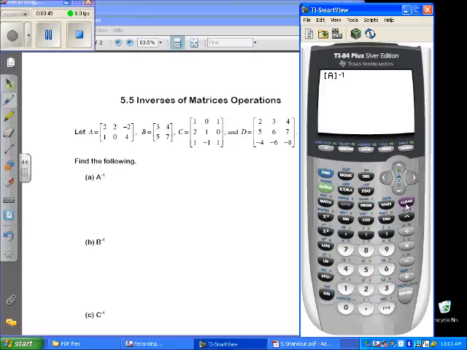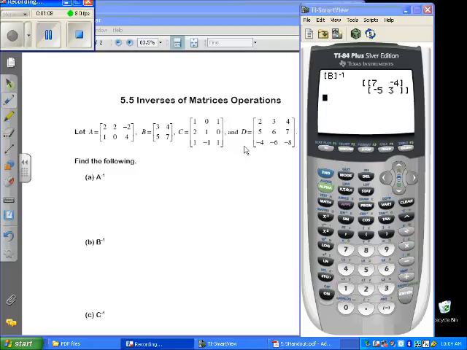Okay, let's go to B now. So let's find the inverse of B. B is a square matrix, so let's see if we could find its inverse using our calculator. So I first pull up my matrix, I push my X inverse key, and then there's the inverse of matrix B.